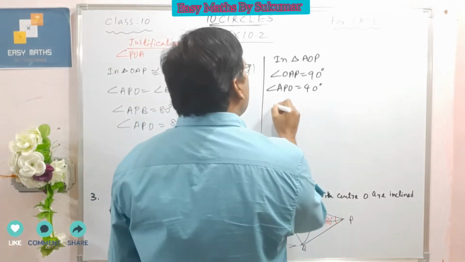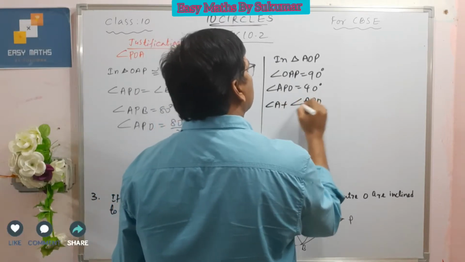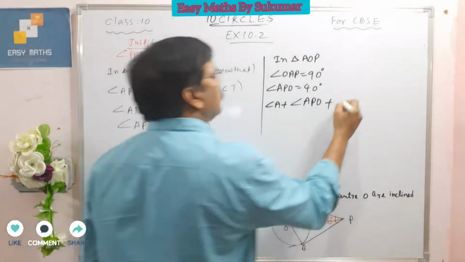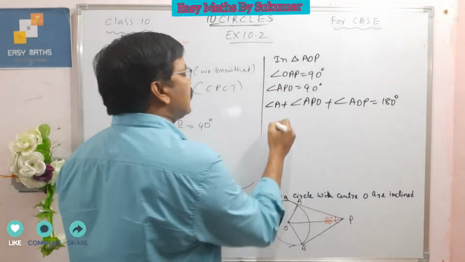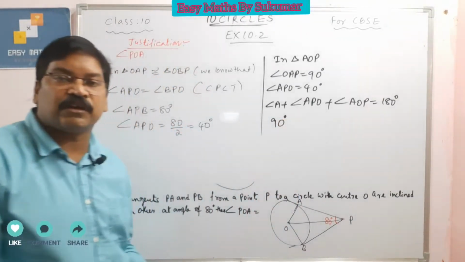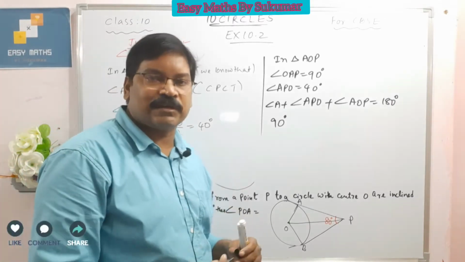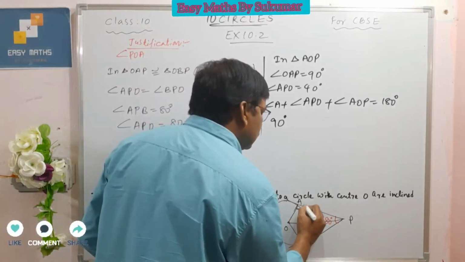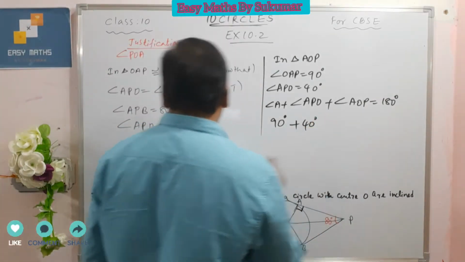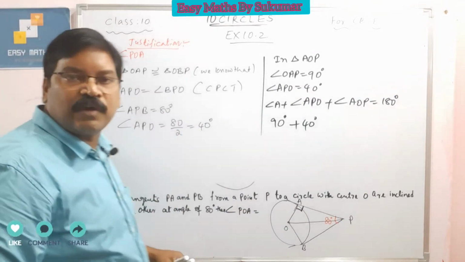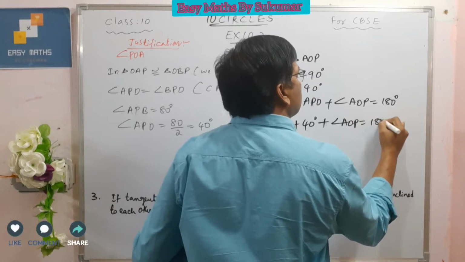That means angle A plus angle APO plus angle AOP, this sum is equal to 180 degrees. What is angle A? 90 degrees. Why is it 90 degrees? According to theorem 10.1, the angle between radius and the tangent at the point of contact is 90 degrees. That means this angle is 90 degrees. So 90 plus angle APO is 40 degrees. Here angle APO is 40 degrees plus angle AOP is equal to 180 degrees.